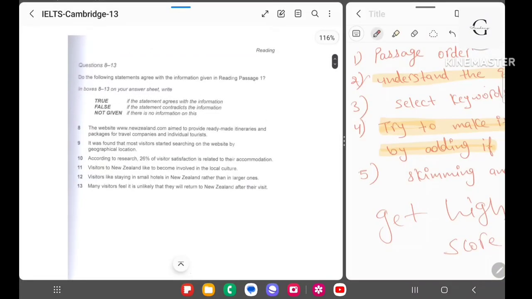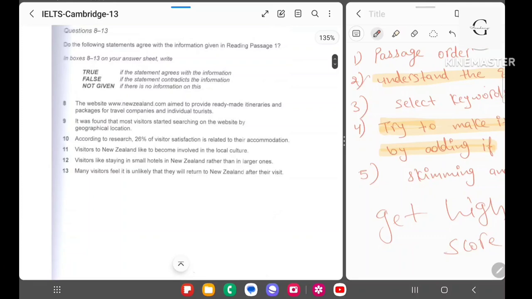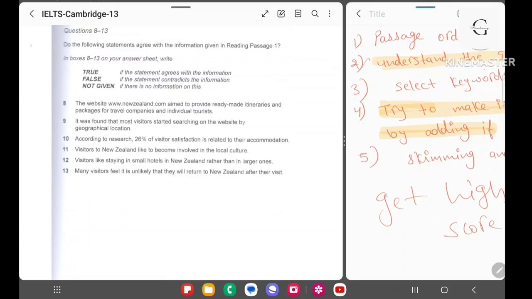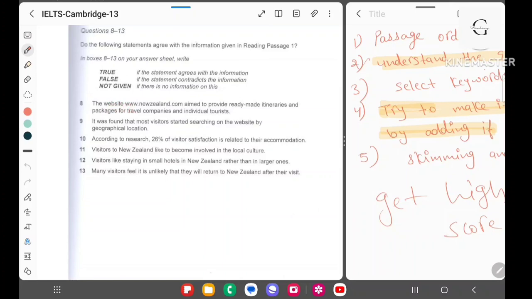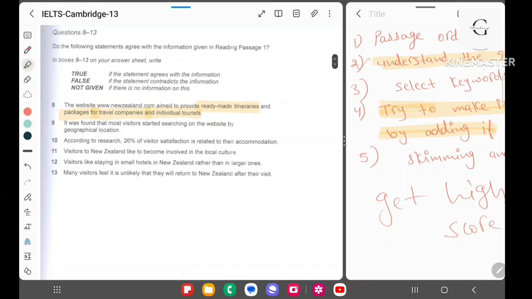So what is it saying? It's saying the website www.newzealand.com aimed to provide ready-made itineraries and packages for all companies and individual tourists. Okay, so the question is: the New Zealand website is providing ready-made itineraries for travel companies and individual tourists.